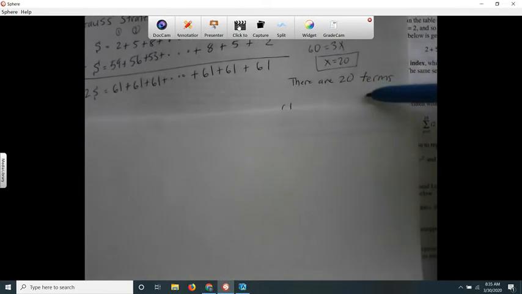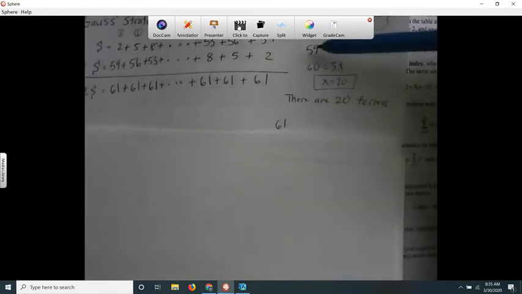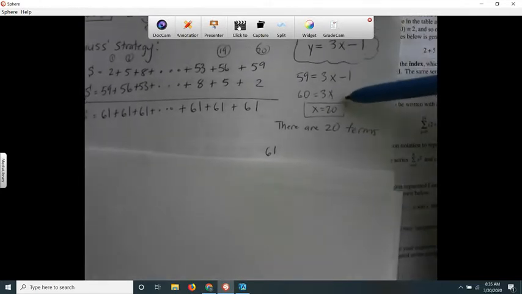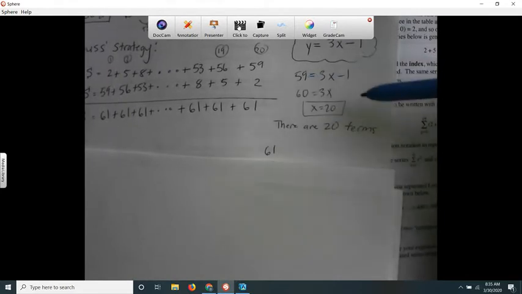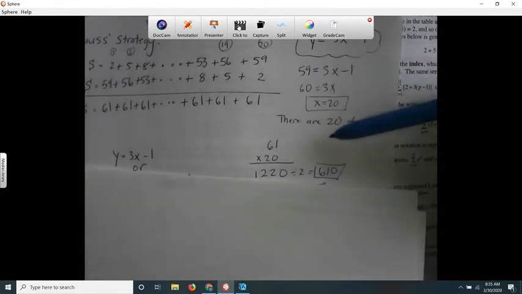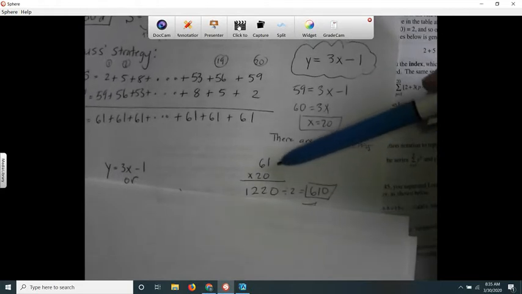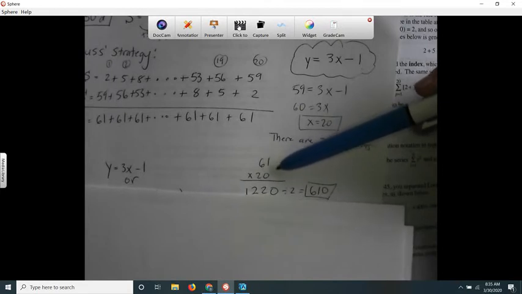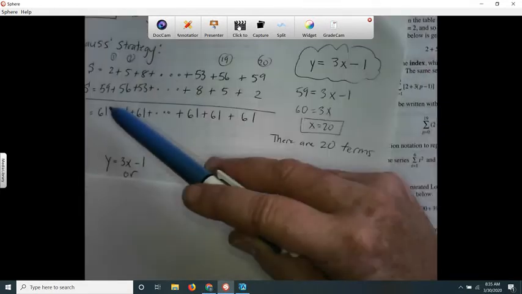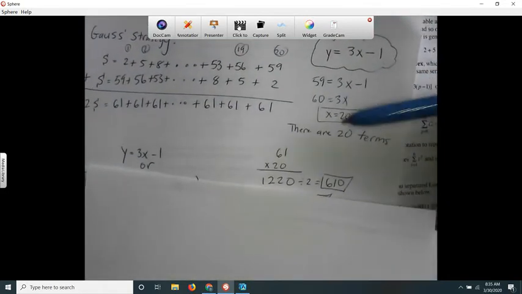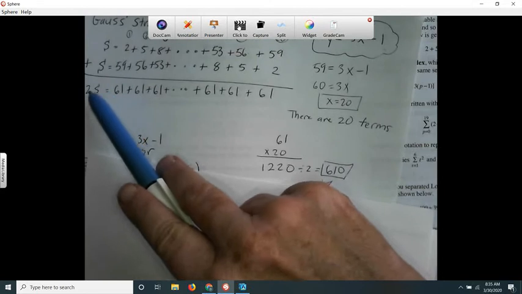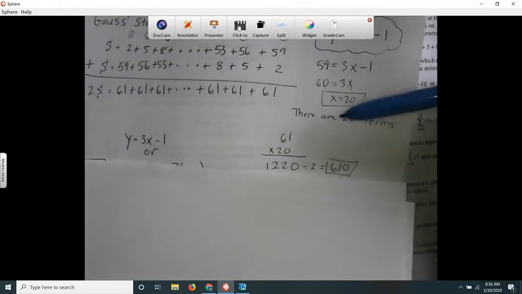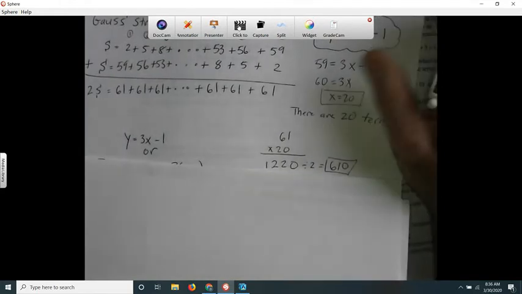I found out there's 20 terms. I put the last term in, and then I solved it for x by adding 1 to both sides. So if there's 20 terms, I have 61 times 20, because there's 20 of these. But then I have to divide by 2 because of this 2 over here, because it says 2s equals whatever those add up to, which is 1220, and I get 610.